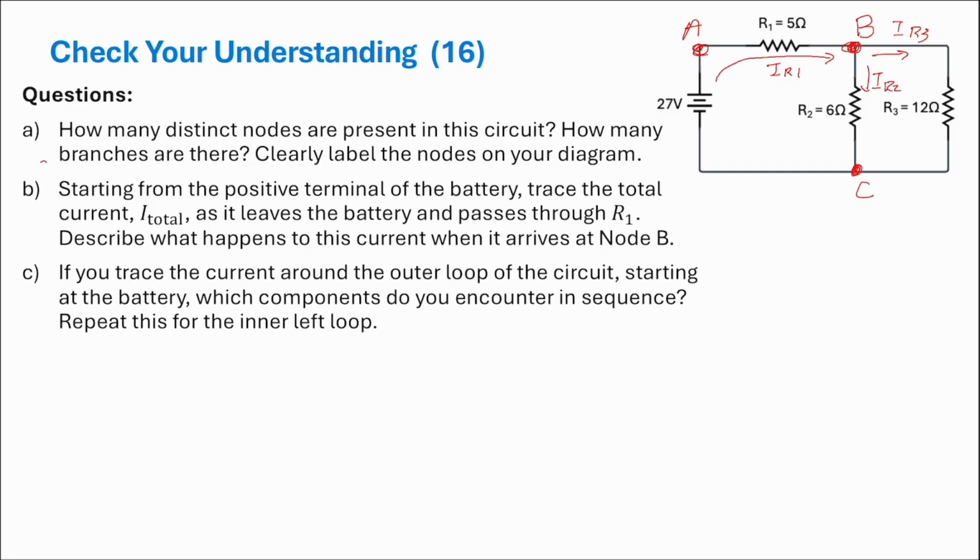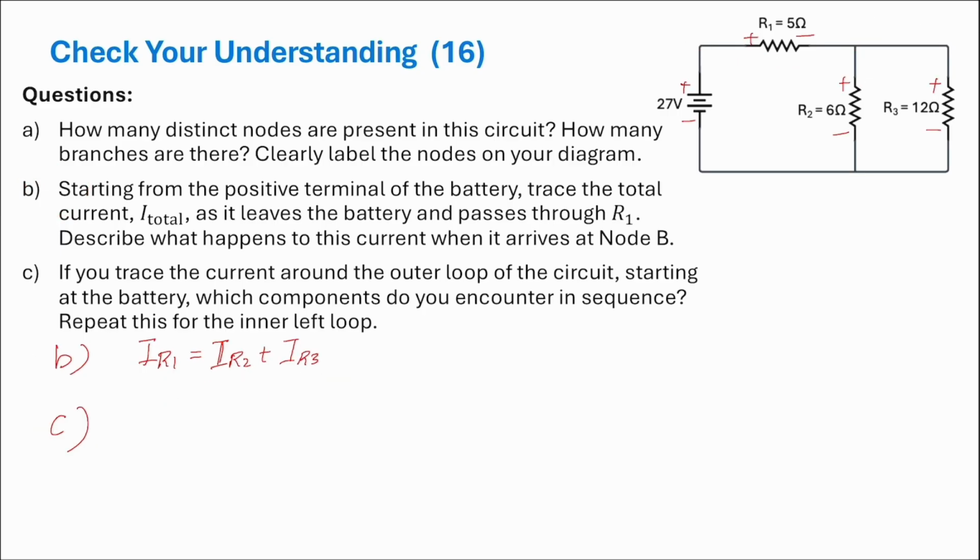So at node B, I will say IR1 equals IR2 plus IR3. This is at node B. So we have to be very careful and specify which node.